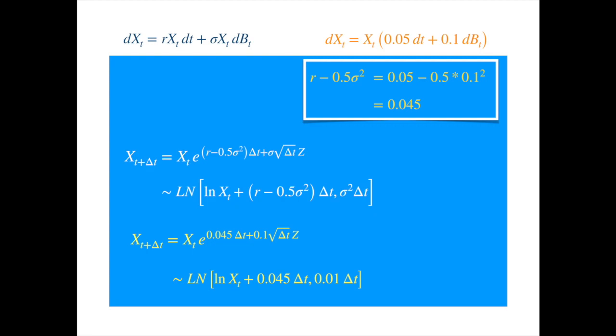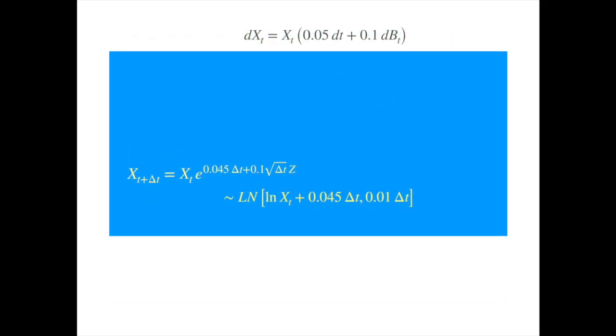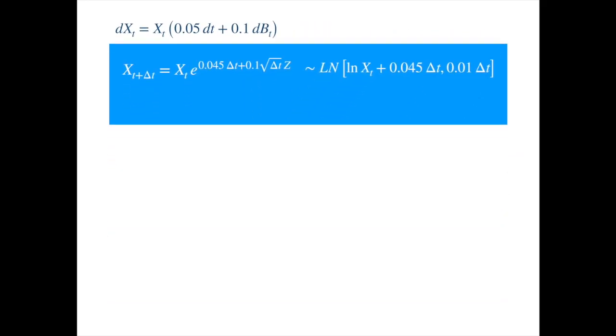By the way, this correction to the drift in the distribution and the solution is a constant source of confusion in the beginning, but it eventually starts to make sense. Now we can easily simulate the paths of this process and also the distribution of the process.